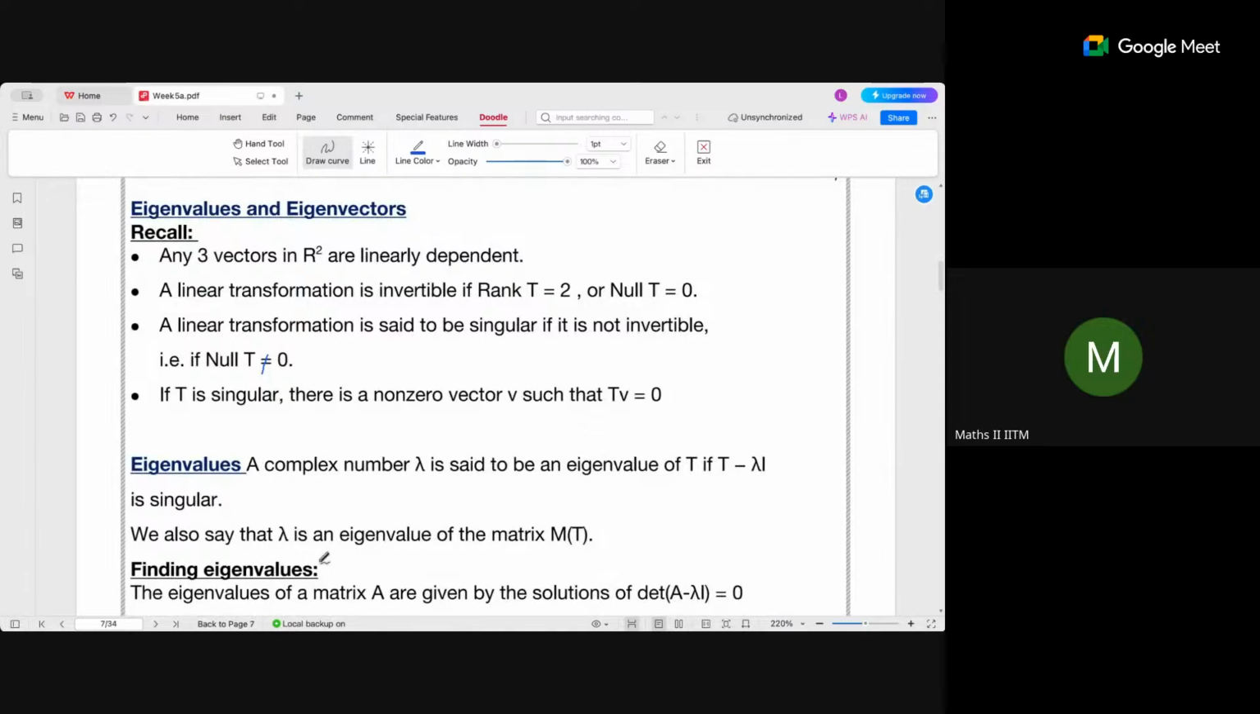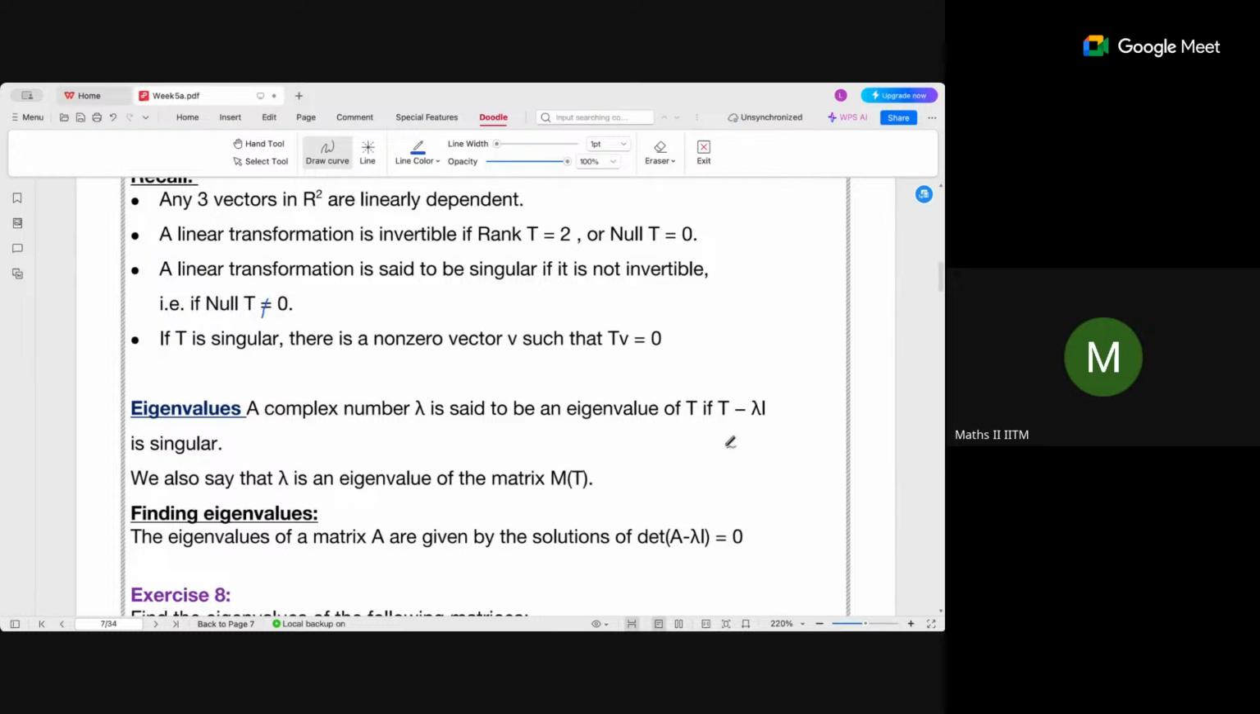Once you see the definitions, you will understand. A complex number lambda is said to be an eigenvalue of t if t minus lambda I is singular. Why first of all do we need a complex number to define this? Why not just a real number? We will see the answer shortly.